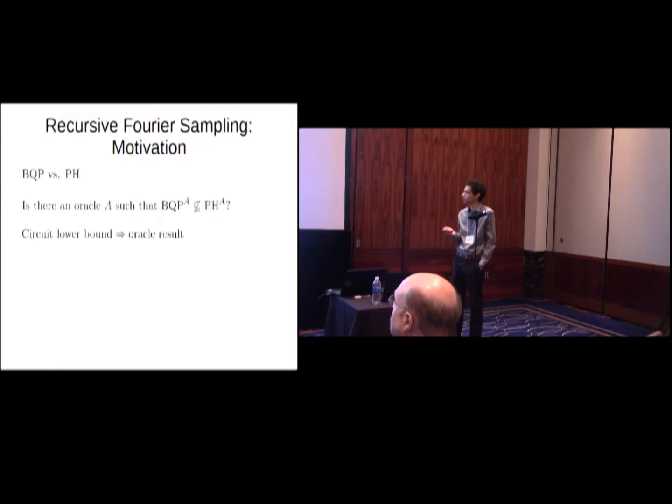A natural first question, of course, would be the relativized version of this question. So is there some oracle A such that BQP relative to A is not contained in the polynomial hierarchy relative to A? This is a natural first question, both because perhaps this oracle result might lead to the unrelativized result, but it's also very interesting because it's an interesting result in its own right.